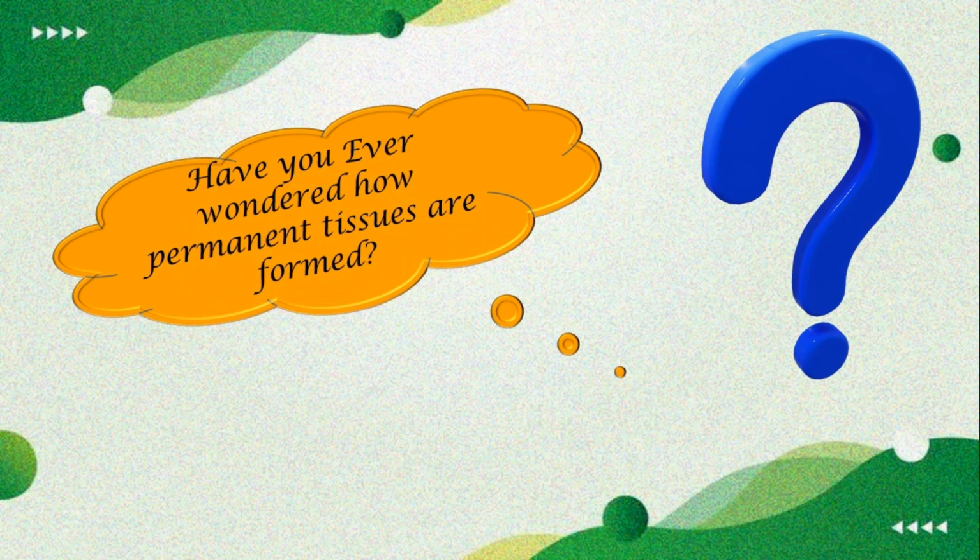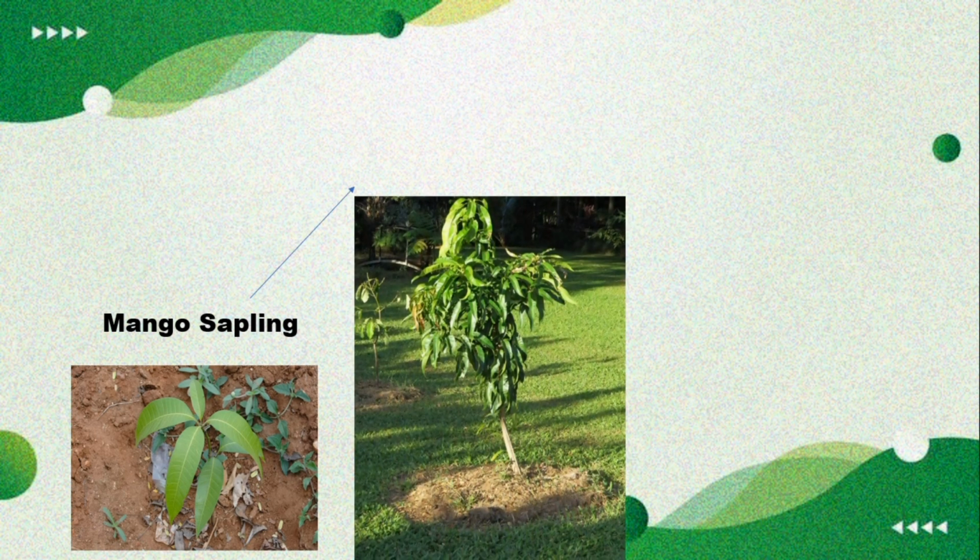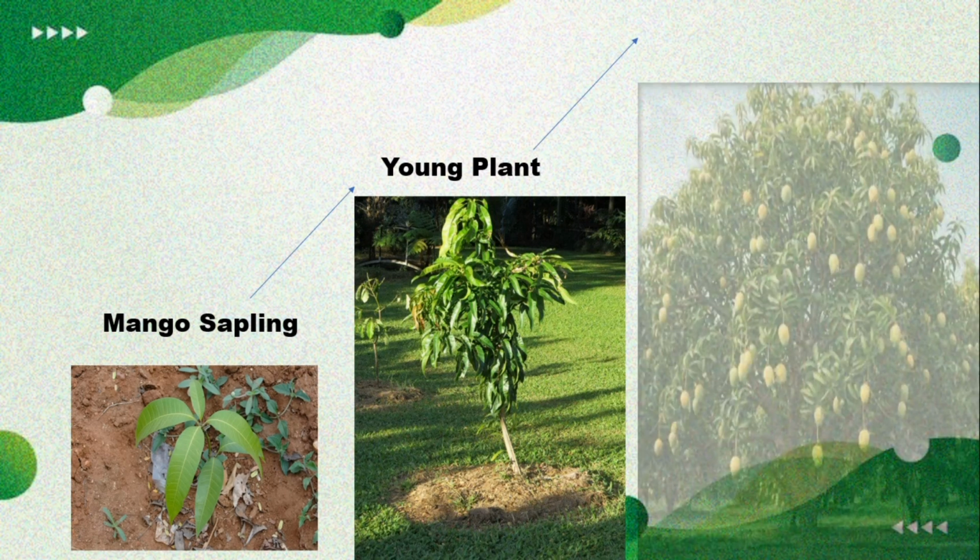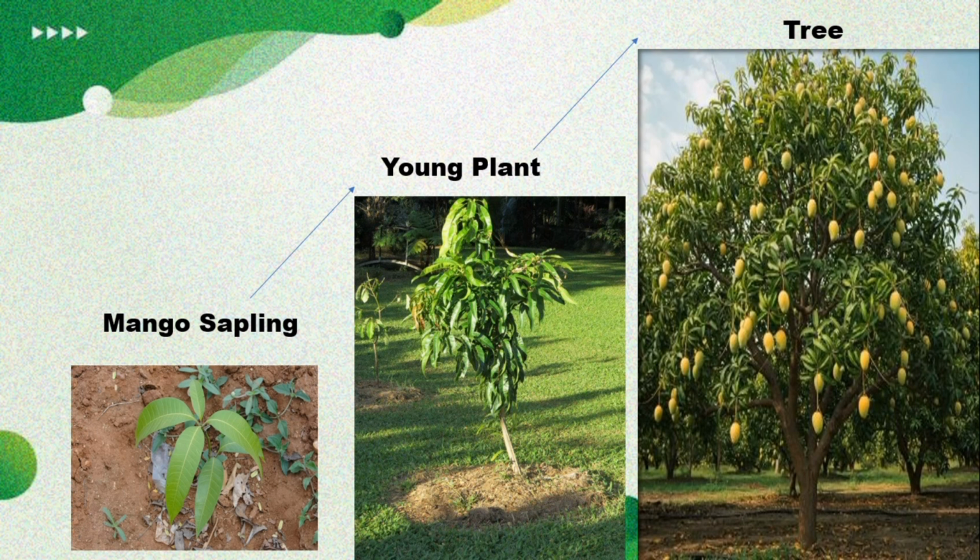So have you ever wondered how permanent tissues are formed? Now let's see with a few examples. When the mango seed germinates, the tissue becomes active. The meristematic cells divide very fast, helping the seedling to grow taller and the root grow deeper. As the mango plant grows bigger, some of the meristematic cells stop dividing, they mature and specialize into different types of permanent tissues. This happens to give strength, support, water and storage.